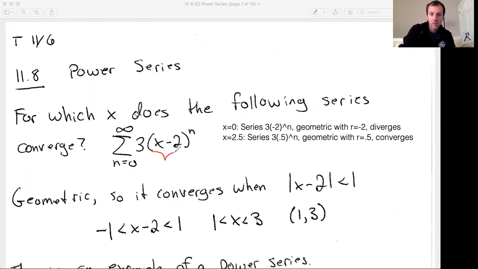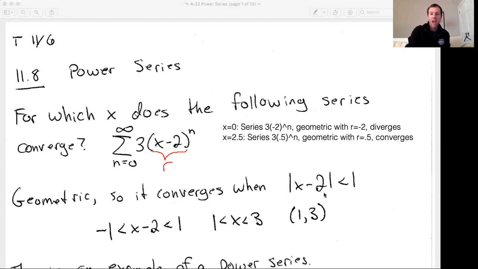What's happening here is that we can say this is a geometric series. The r just happens to have a variable in it. So what we can say is this is a geometric series and it converges whenever the r, the thing being raised to the nth power, has absolute value less than 1. And now rather than being able to say true or false, it converges or diverges, taking the r, which has a variable, and saying that's less than 1, that means we get an inequality telling us which x's would make this r less than 1.